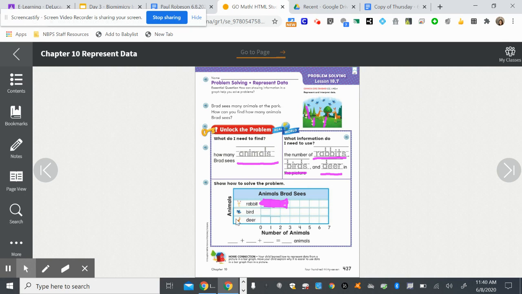Now we're going to look at birds. Let me get another color. And let's count the birds. 1, 2, 3, 4, 5, 6. So I'm going to go all the way to 6. And I'm going to make that bar graph. Now, deer. Different color. Deer, 1, 2.